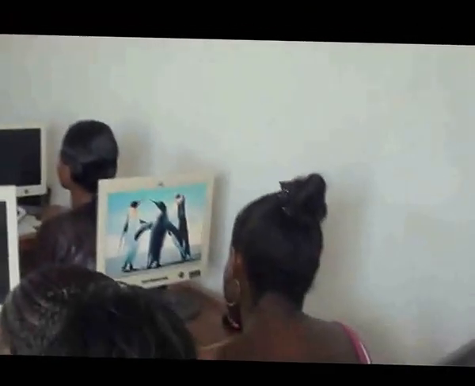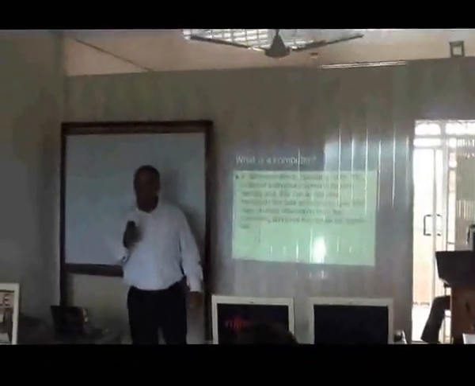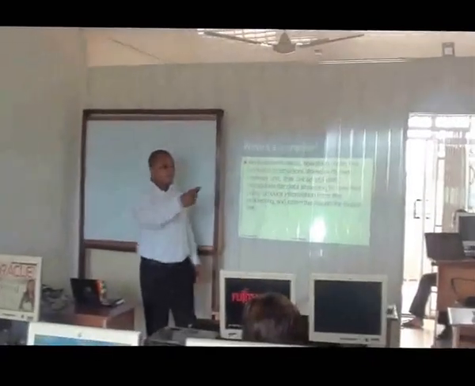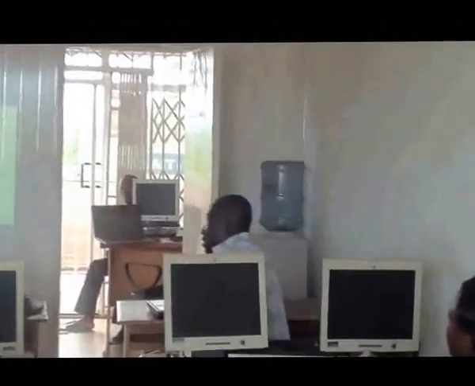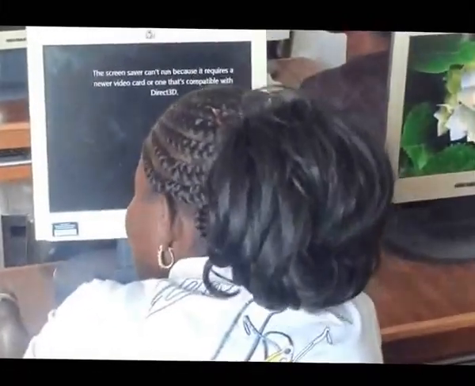What do you think a computer is? Yes, Thomas. A computer is a device that helps one to do work easier. That's good. Who else? Yes? A computer is a device which is used to process information. Device used to process information.